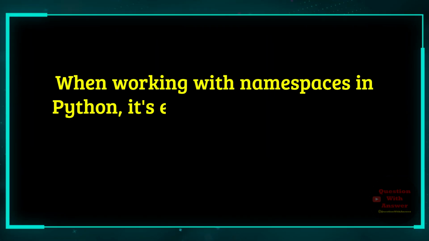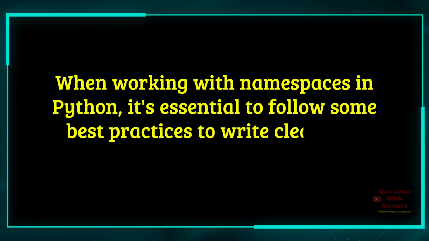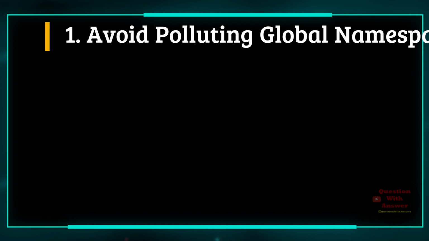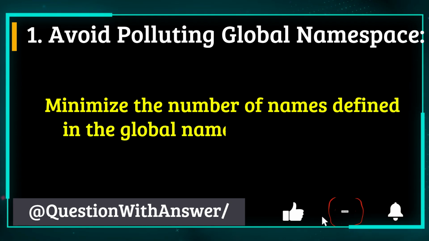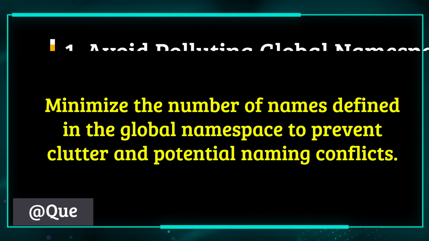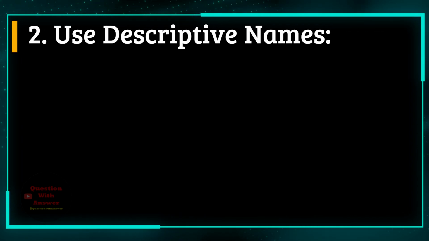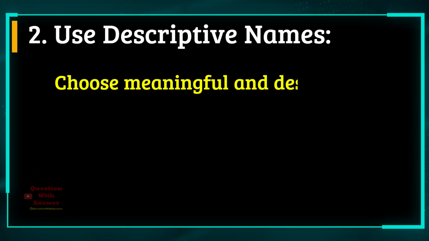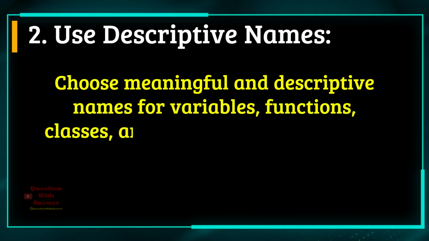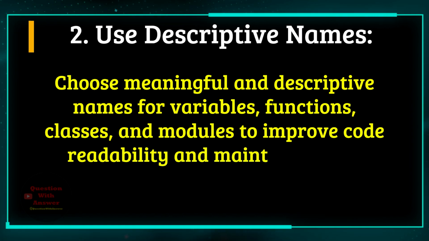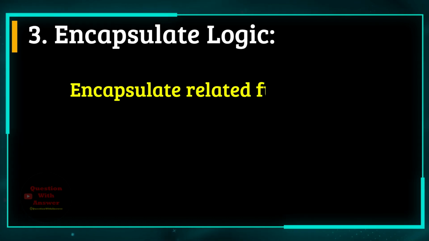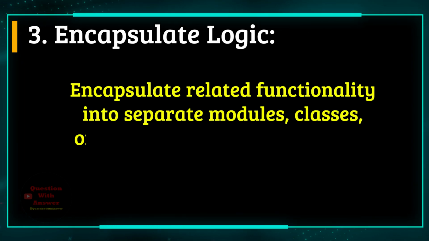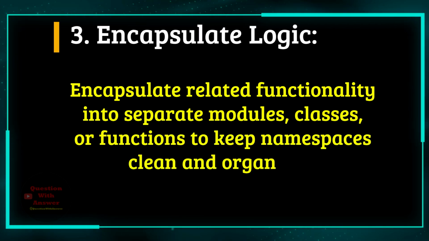Best practices. When working with namespaces in Python, it's essential to follow some best practices to write clean and maintainable code. 1. Avoid polluting the global namespace. Minimize the number of names defined in the global namespace to prevent clutter and potential naming conflicts. 2. Use descriptive names. Choose meaningful and descriptive names for variables, functions, classes, and modules to improve code readability and maintainability. 3. Encapsulate logic. Encapsulate related functionality into separate modules, classes, or functions to keep namespaces clean and organized.